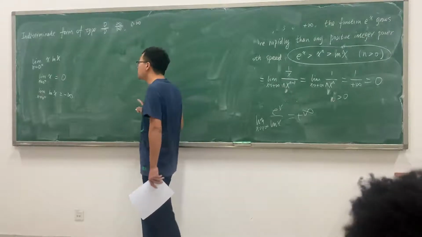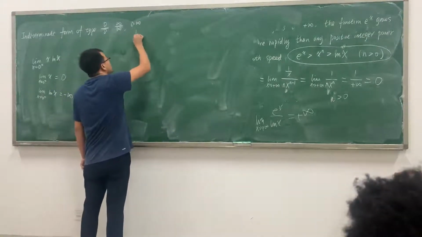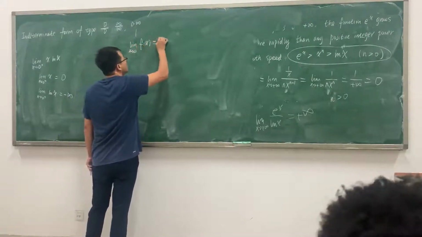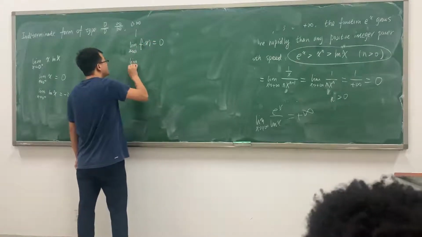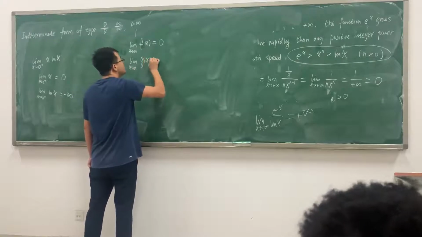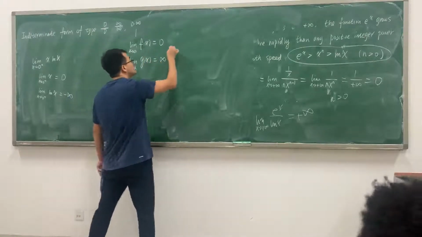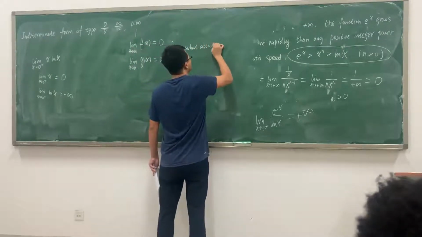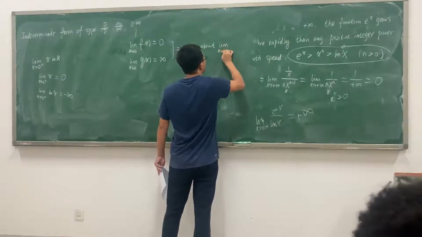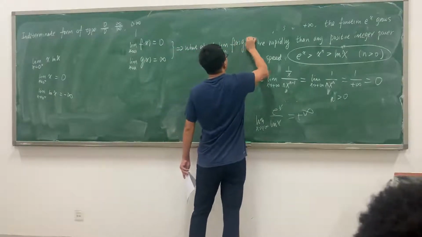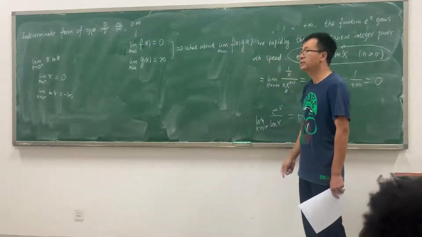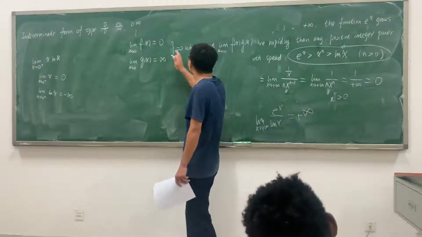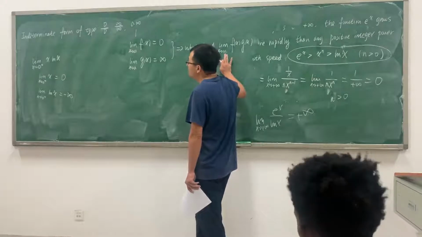So in general, suppose the limit as x approaches a of f(x) is equal to 0, and the limit as x approaches a of g(x) is equal to infinity. So what about the limit as x approaches a of f(x) times g(x)? This is also an indeterminate form.